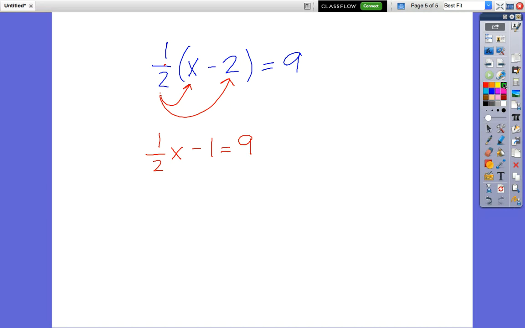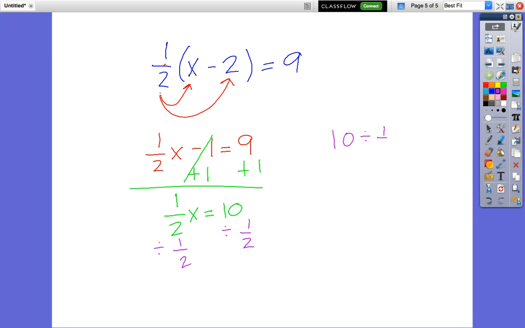Now I'm going to have to get the constant over to the other side, so I'm going to do the inverse. It's being subtracted, so I'm going to add 1 to both sides. That goes away, and I get 1/2 x equals 10. Now 1/2 is being multiplied to that x, so the inverse of multiplication is division. So I've got 10 divided by 1/2. When I divide fractions, I keep, change, flip. 10 times 2 is 20 over 1, which just gives me 20. So in this problem, x equals 20.